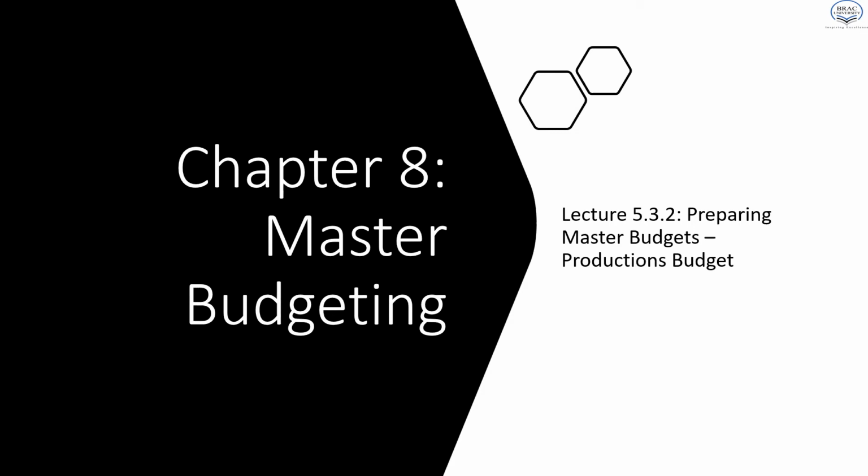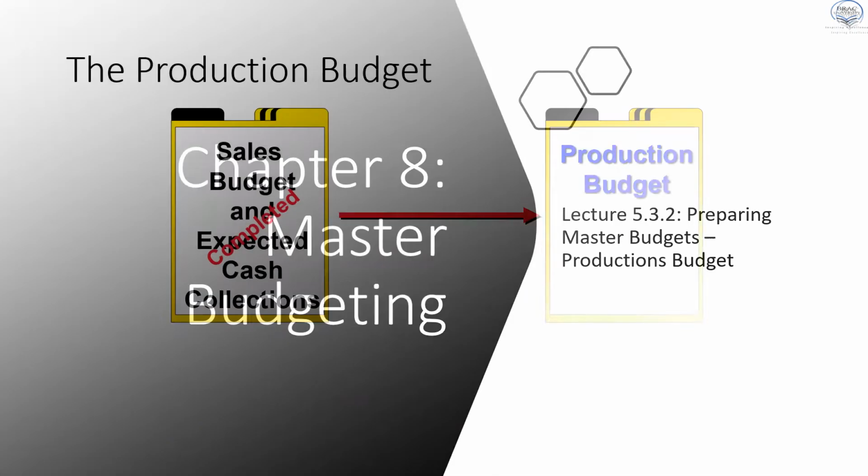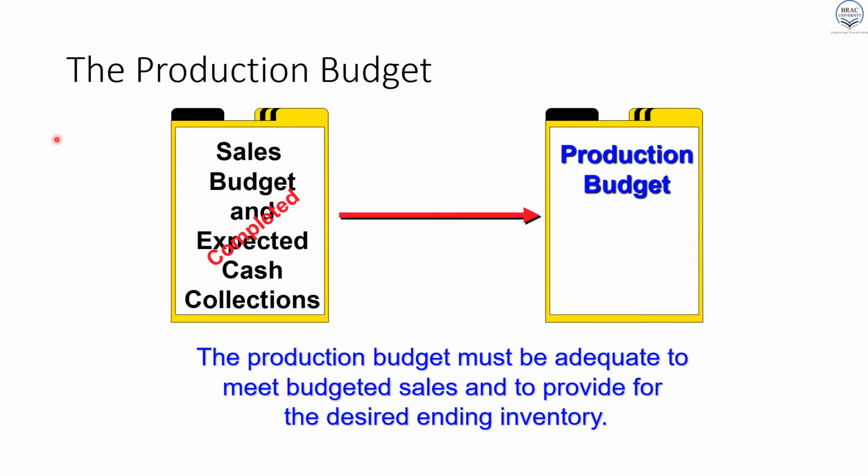Alright everyone, so hopefully you have gone through the sales budget lecture. Now we can prepare the production budget. As I have mentioned earlier, the production budget of course has to be based on the sales. So let's see how we can do this. As I've said, we have done our sales budget and expected cash collections. So it's completed now. Now we can move forward to production budgets.